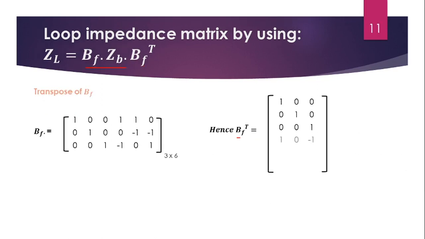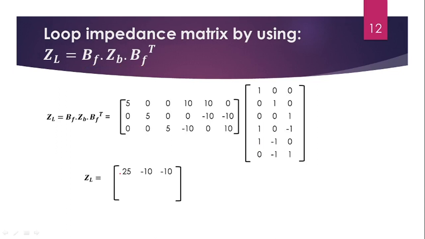So we are getting this, and we can cross check whether it is correct or not. We find that the loop impedance matrix is the same. So we can go on to find VL.